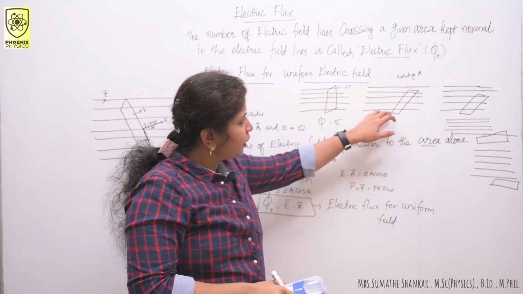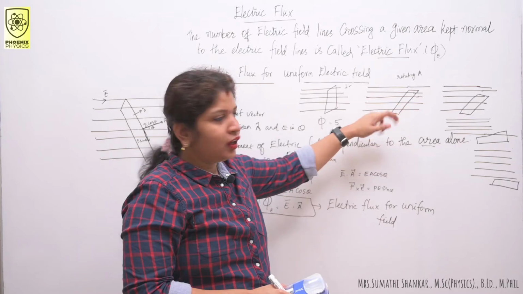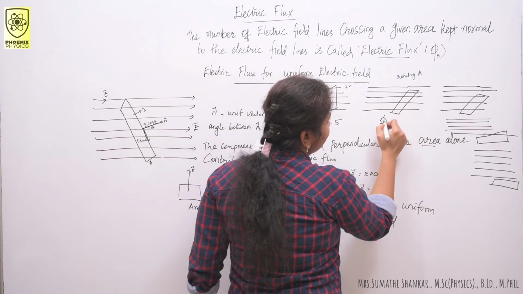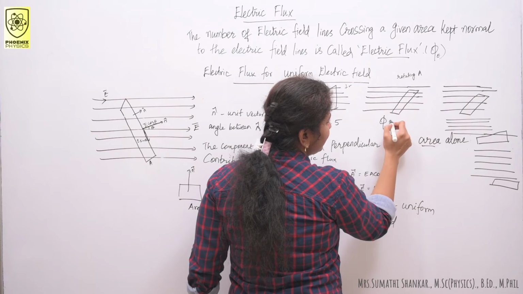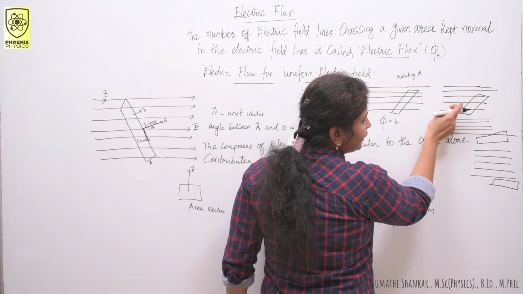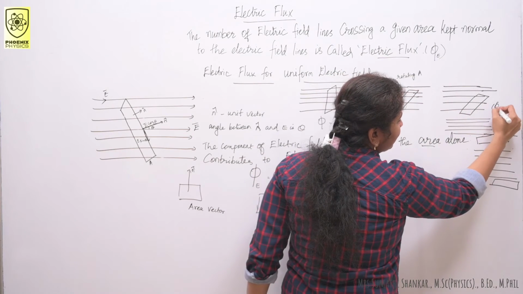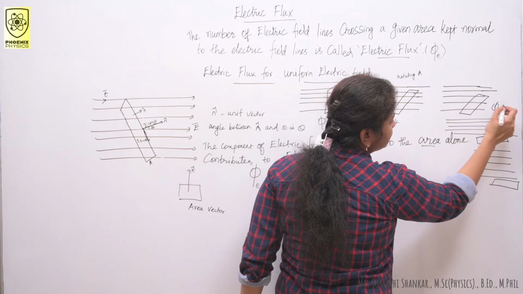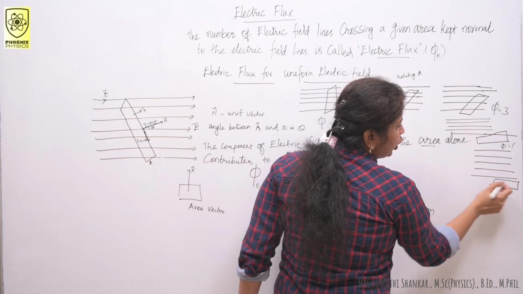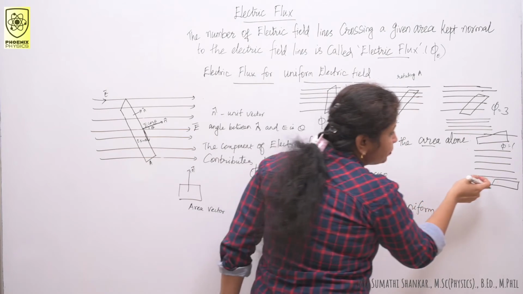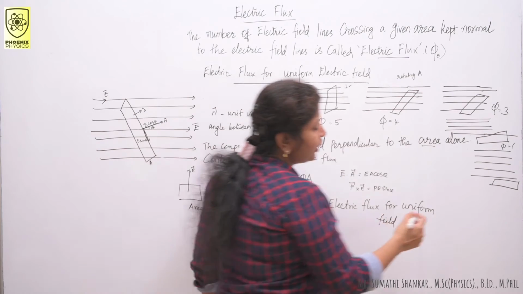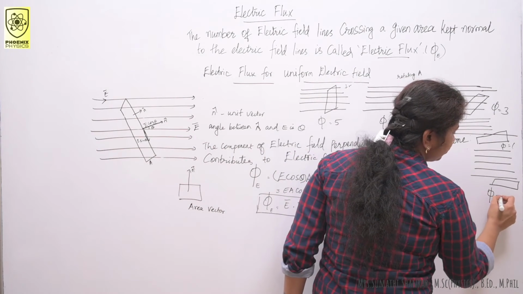In the next diagram, I am rotating the area, tilting the area. So now how do you calculate flux? 1, 2, 3, 4. Here I have 4 lines. See, again I tilted the area. Now the flux becomes 1, 2, 3. Here 1, and here no lines pierce through the area element. So here phi is equal to 0.